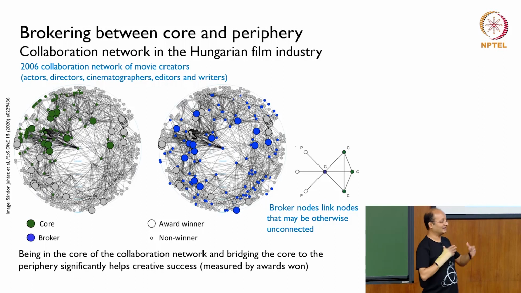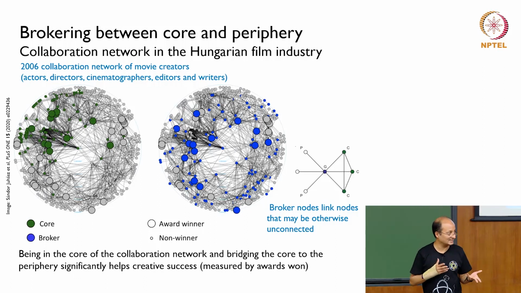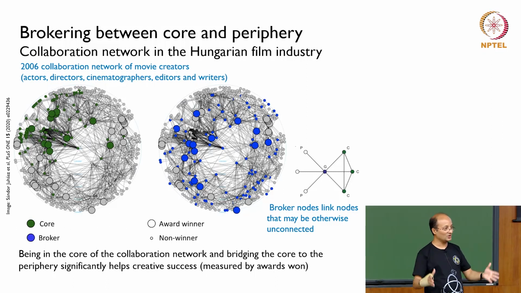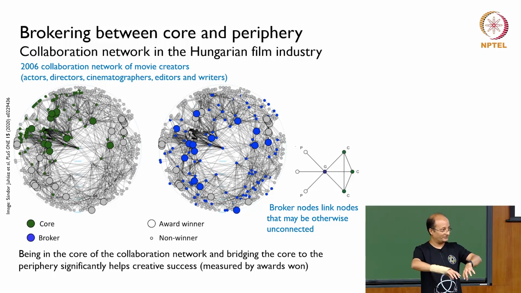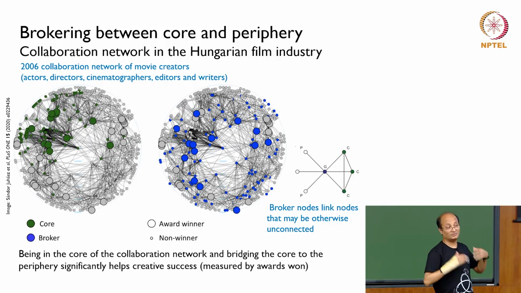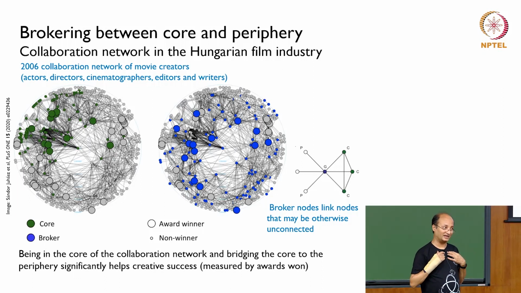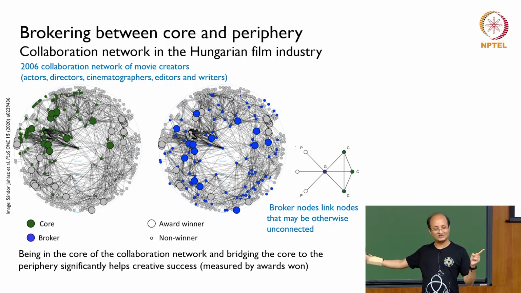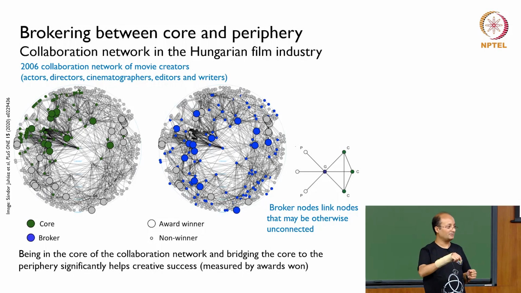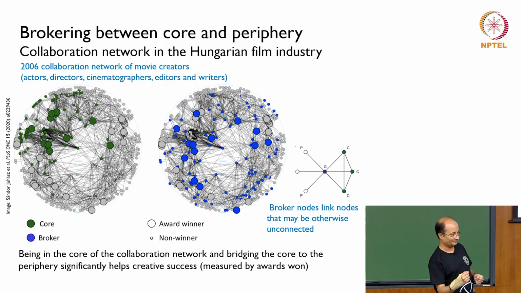Now, they don't have a causal explanation as to why this is the case. This is just something they are seeing. There is a strong correlation between your position in the core-periphery. You may be part of the core, you may be part of the periphery, but the important part is, are you a bridge who is bridging lots of periphery nodes to the core? If you're a bridge, the probability of you winning an award is extremely high.